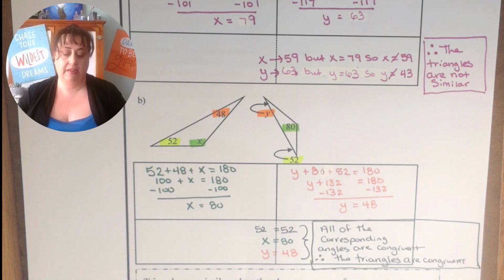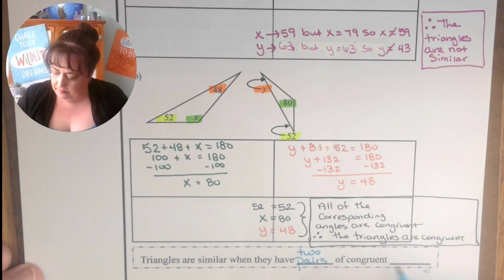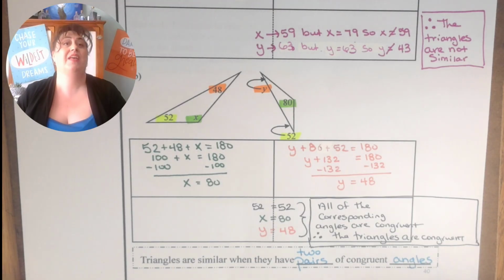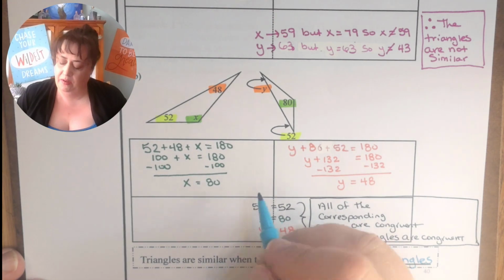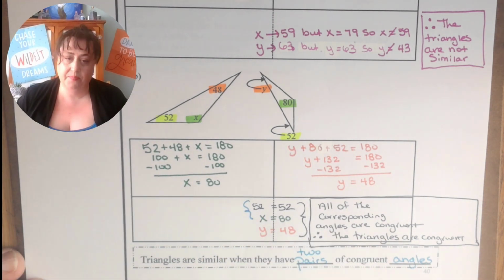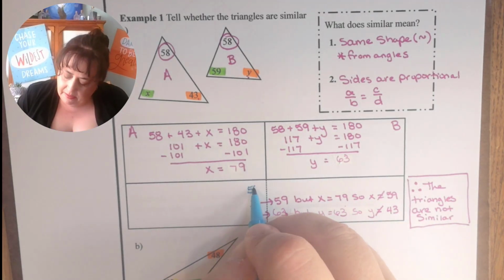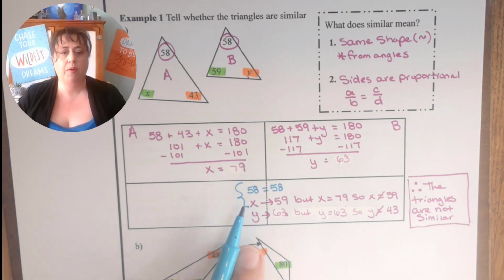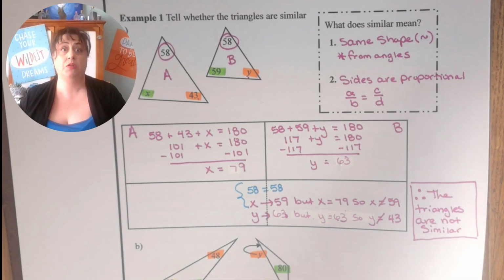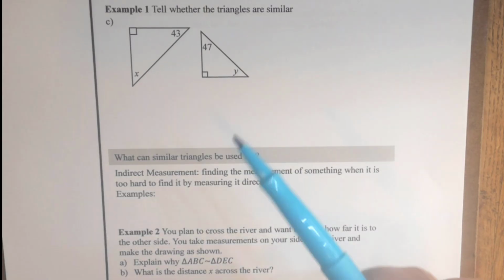So let's make it a rule. Triangles are similar when they have two pairs of congruent angles. So that's saying you can get away with only doing two of them. So I could have gotten away with just these two right here. I could have gotten away up here with just doing 58 equals 58 and X equals 59. I could have gotten away with just stopping right there and saying, nope, this isn't going to work. So now that we know there's kind of a shortcut, let's look at this one. I don't need to do all of them, do I?